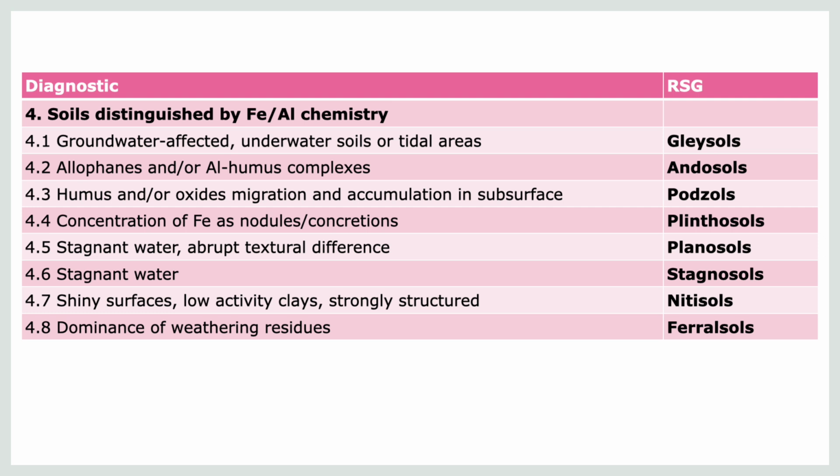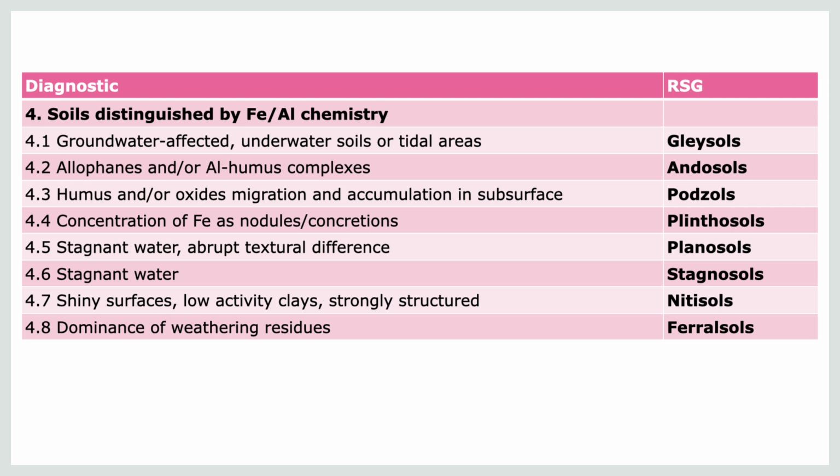We also have some soils that express concentration of iron as nodules and concretions, a high percentage of features and bodies that are cemented by iron, and of course this expresses some past reducing conditions, but reducing conditions that changed to very well drained conditions that induced concentration of iron. This is the case of the plinthosols.